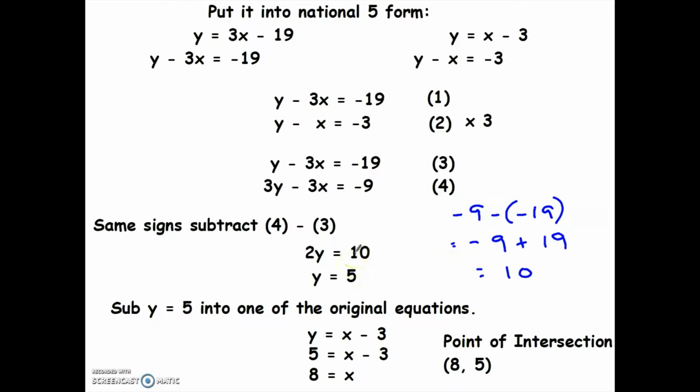So we can then divide by 2, giving me y equals 5. And a very common mistake is for people just to stop there and move on to the next question. But remember, with simultaneous equations, you need two answers.